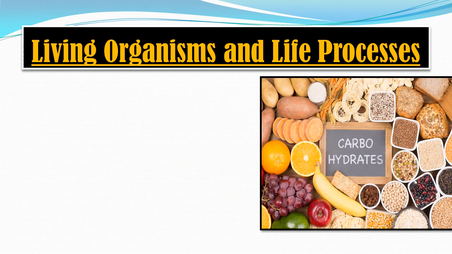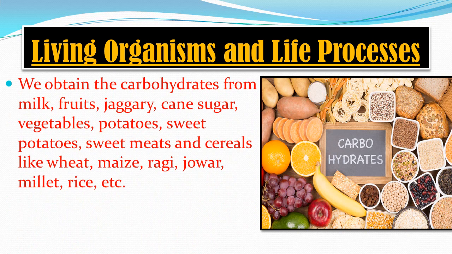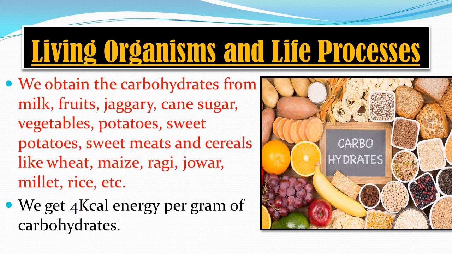Okay, students, we obtain carbohydrates from milk, fruits, jaggery, cane sugar, vegetables, potatoes, sweetmeats and cereals like wheat, maize, ragi, jowar, millet, rice, etc. And we get 4 kilocalories of energy per gram of carbohydrate. That means from 1 gram of carbohydrate we obtain 4 kilocalories of energy.